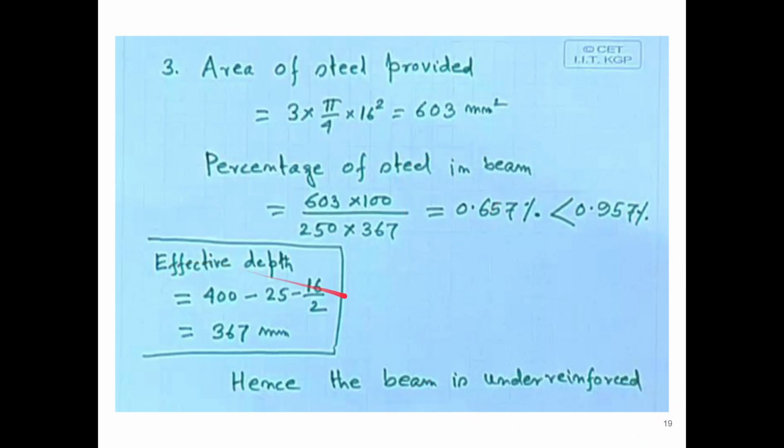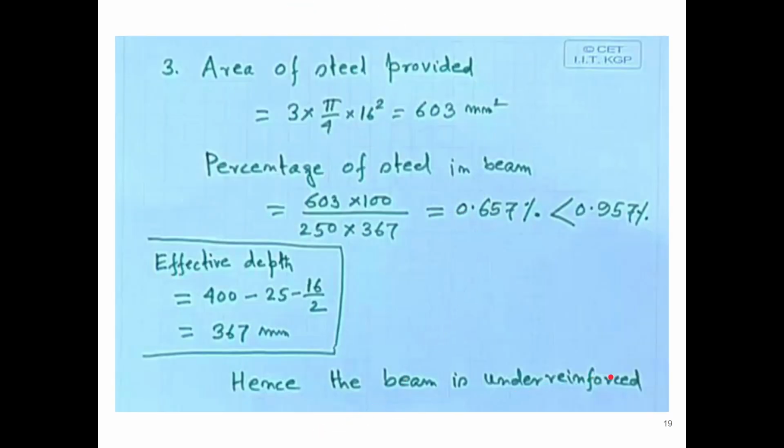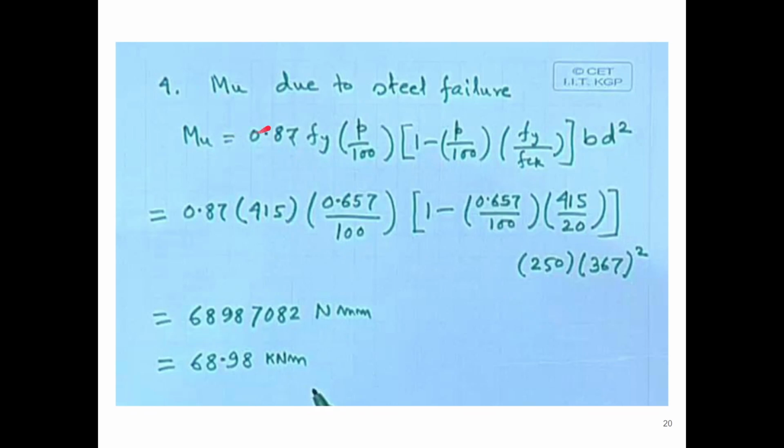The effective depth is 400 minus 25 minus 16 by 2. This was the clear cover, and this was the diameter of the bar. Subtracting the effective cover from the actual depth, we get 367 mm. This is the effective depth used in this equation. From the area of steel we found that the beam is under reinforced. So, moment due to steel failure: because it is under reinforced, we will be using the moment carrying capacity from the side of tension.